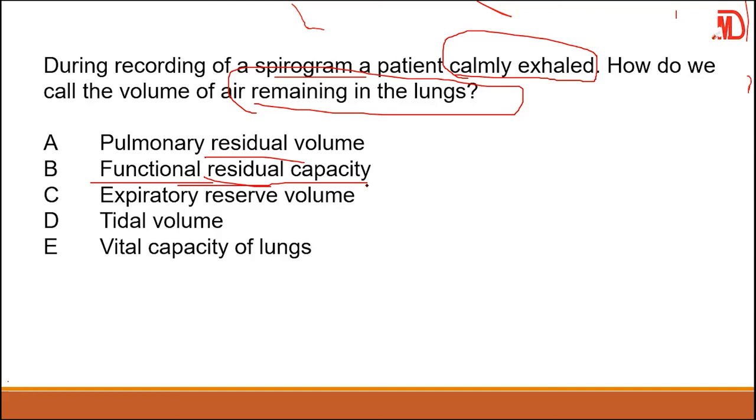But I think we have gone through the vital capacity, the tidal volume, the expiratory reserve volume. We have gone through each and every single one of them in one of the bases, if I'm correct, pathophysiology. So please, it's worth understanding some of these spirograms. Please do well to go through them. But over here, we are dealing with the functional residual capacity. All right, so the answer is B.